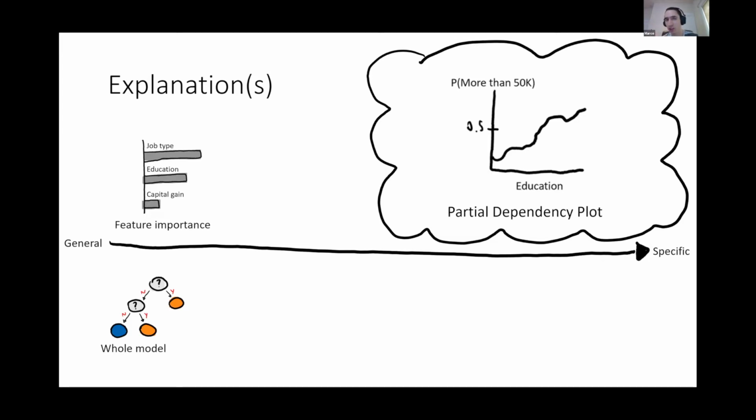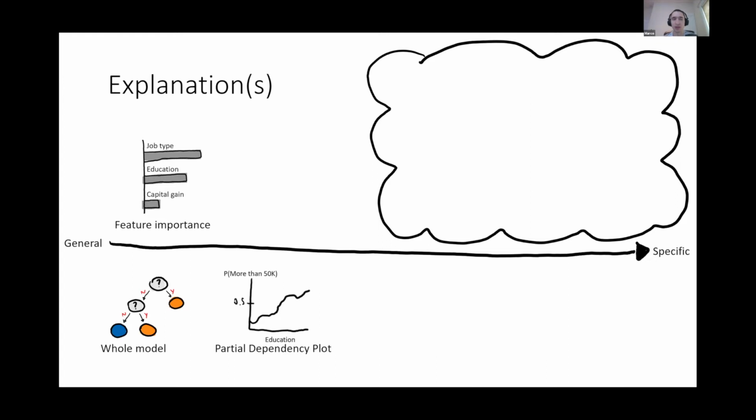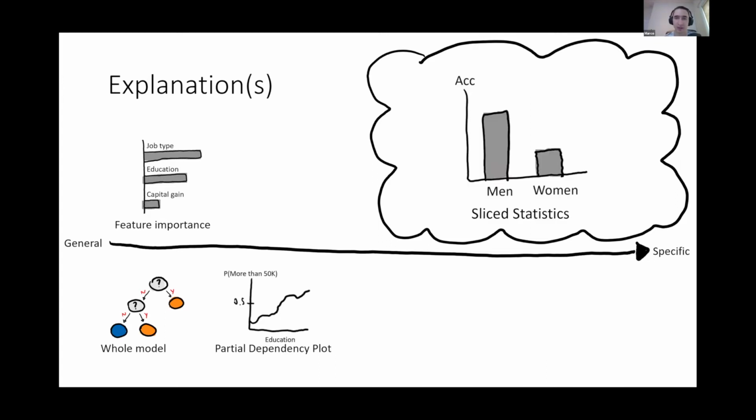You're looking at one feature on the x-axis and you're seeing how the model prediction changes as you vary that feature, either counterfactually or in your data set. So this gives you an insight into, in this case for example, that as education goes up, the model predicts that more people make more than 50K, which makes sense. So this is a partial dependency plot, a little less general, more specific.